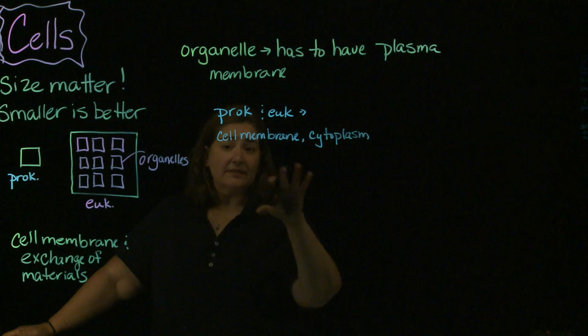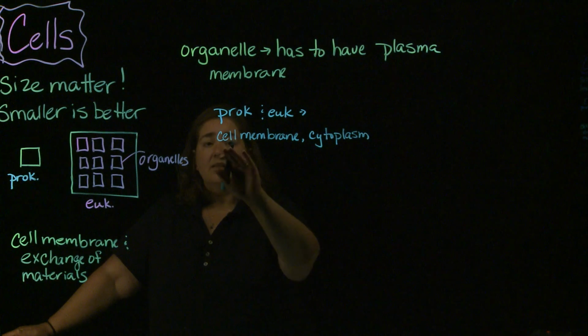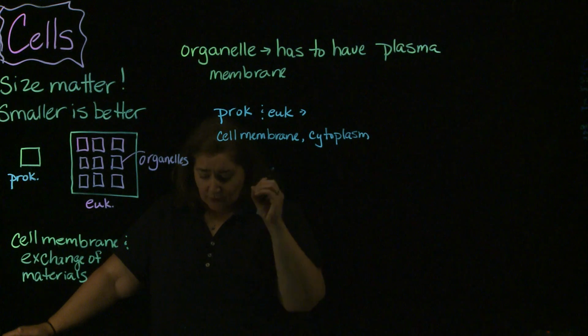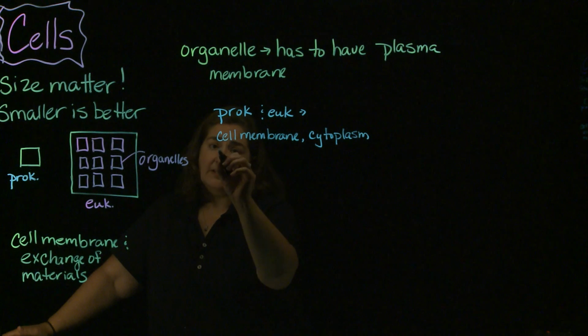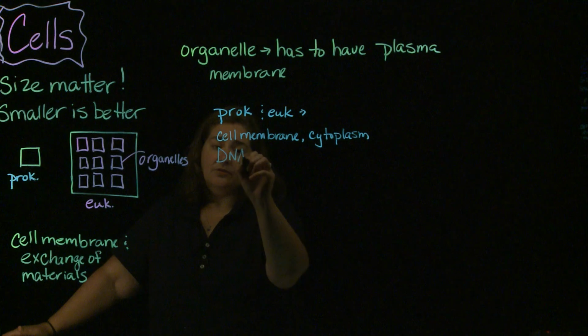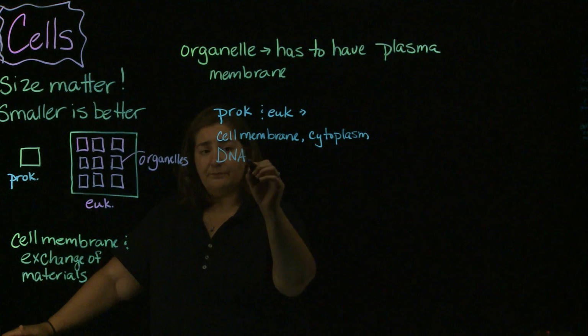That's that gooey stuff inside. All right. Both prokaryotic and eukaryotic cells are going to have genetic material, so they're going to have DNA.